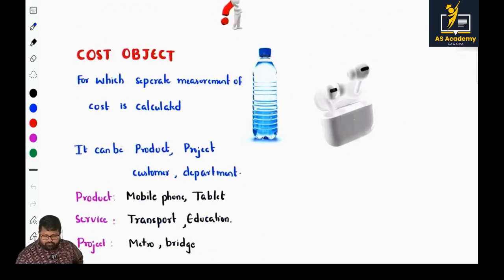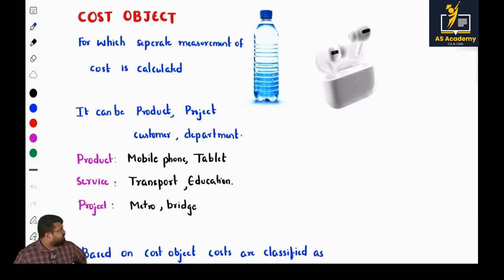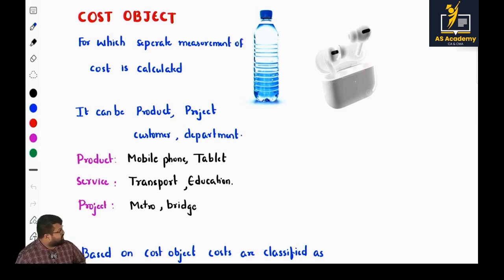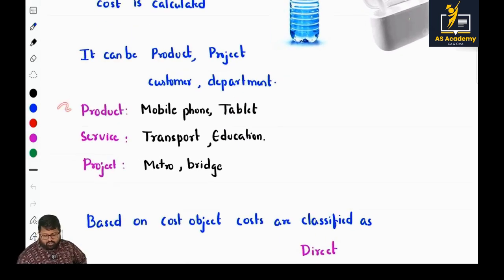Okay. Now, what is a cost object? Cost object means the thing for which a separate measurement of cost is calculated. In this case, we are calculating cost for the bottle. And what can be the things, product? From the product's point of view, it can be mobile, tablet, and so on. For that we calculate cost. What about service? Transport. Okay. Education. For them also we calculate cost. And what about projects? Metro project or bridge. Okay.